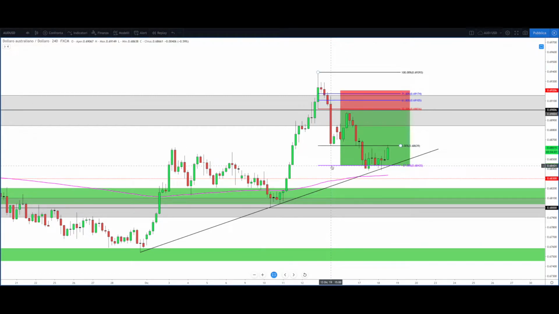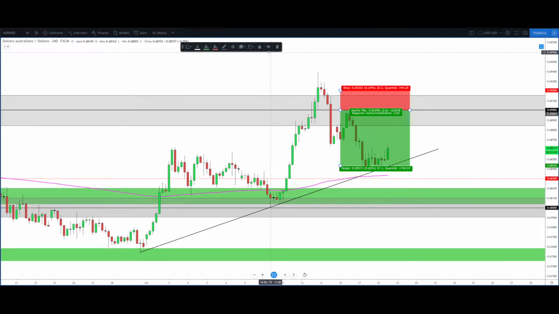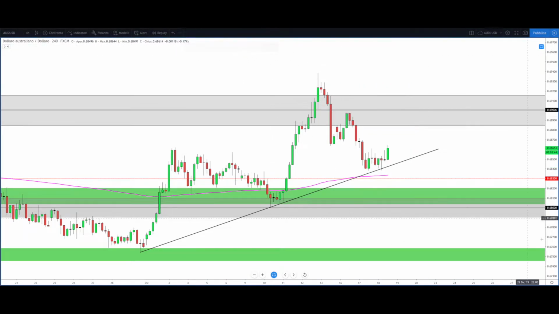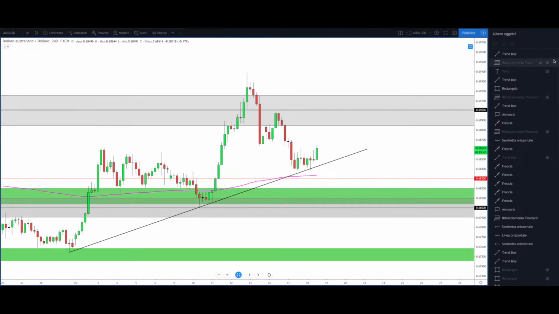And most important thing, we can see that the price perfectly touched here this Fibonacci extension. And here we can see that the price failed to go lower. From this point, we can talk about the last trade that we took on Australian dollar, US dollar. That was the first one that you see here.